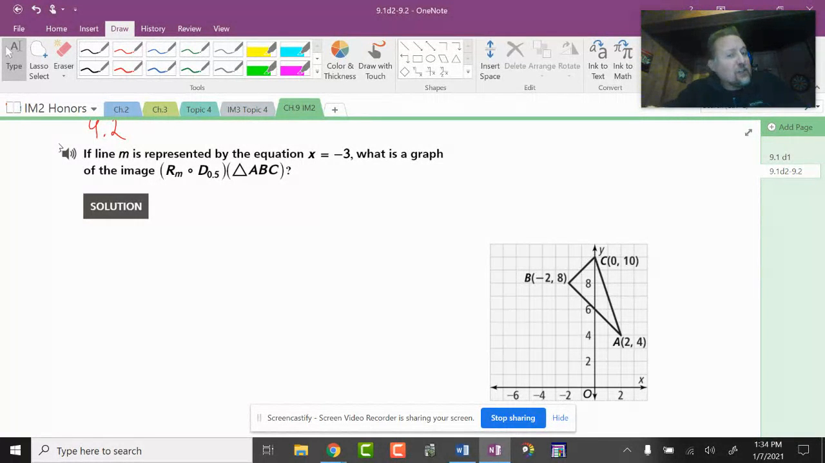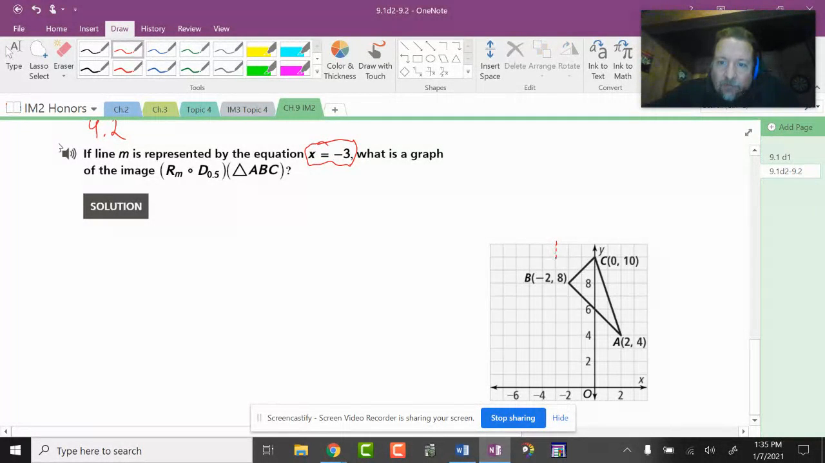Very strange, though. Maybe not necessarily this one, but I like the example because it does try to remind you of stuff you should remember from grade school. If the line M represents the equation x equals -3, what is the graph of the image? Okay, well, let's hold off there. Let's remind you what x equals -3 is.